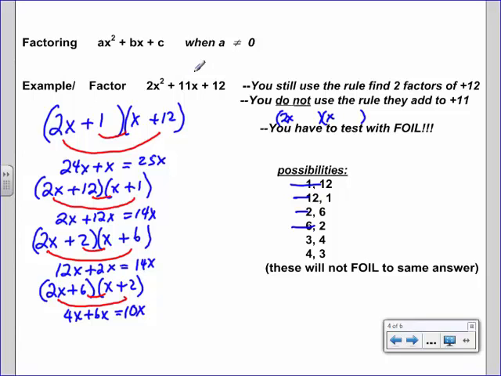Now this may seem tedious, but after a while you get a number sense and you get to the point where on your first or second try, you have a better feel for what numbers will probably work. So let's see, 2x plus 3 and x plus 4. Outside and inside, it looks like we have 8x plus 3x, which gives us the 11x we were looking for. That 11x matches. So this is your factored form right here.